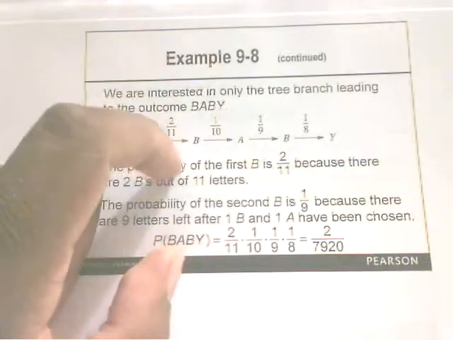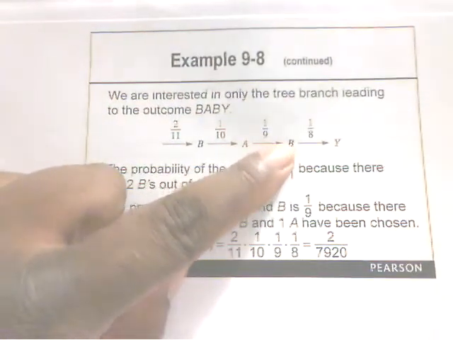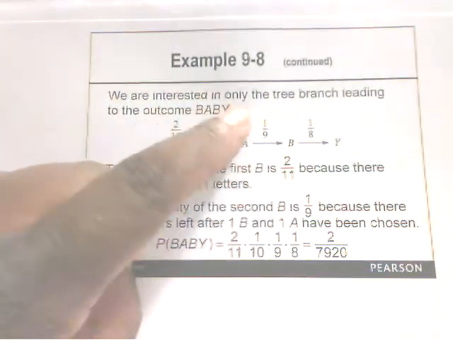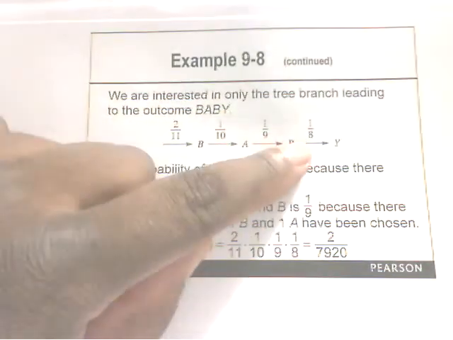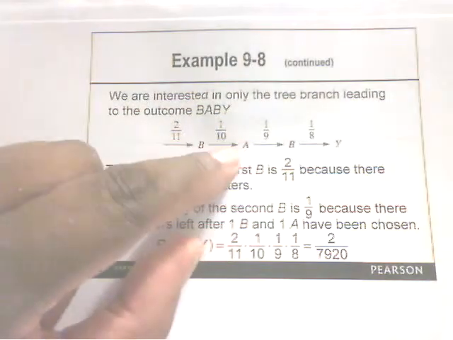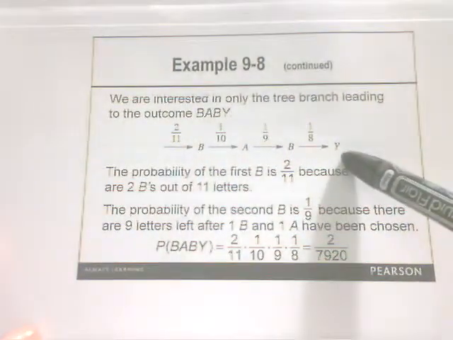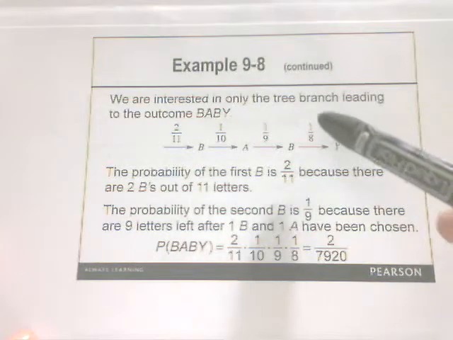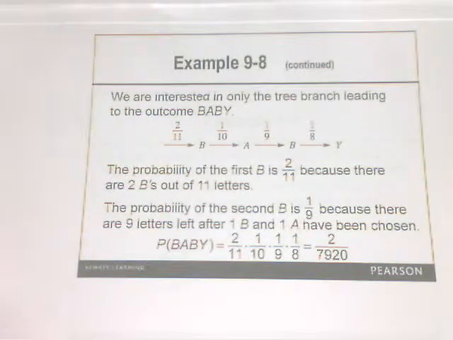Why is that? Because the first B is already drawn, so that means there's only going to be one B left. So the probability of drawing that second B out would be 1 out of 9. And then this time, if the B, the A, and the B are drawn, that means there are 8 letters remaining. So there's only one Y left in that box. So that probability would be 1/9.